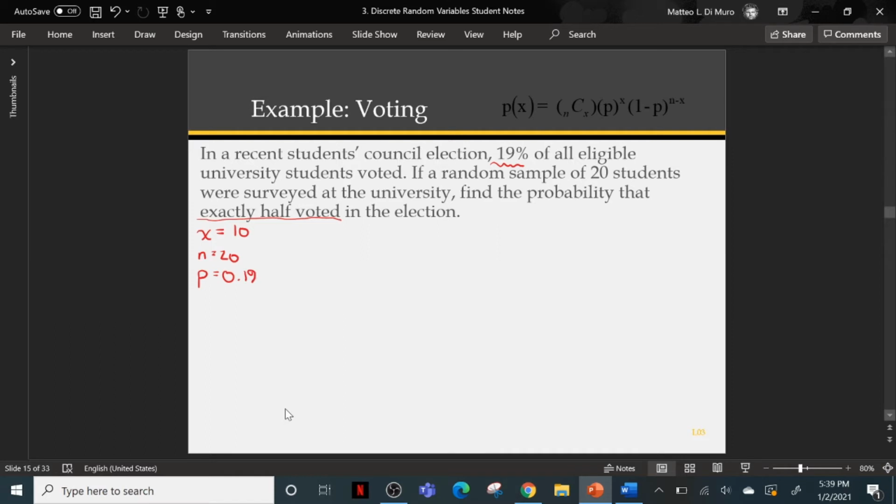Now you're going to notice I didn't write 19%. It's very important that you write everything as a decimal for this formula. It will not work if I plug in the number 19. You need to divide by 100 to get the decimal.